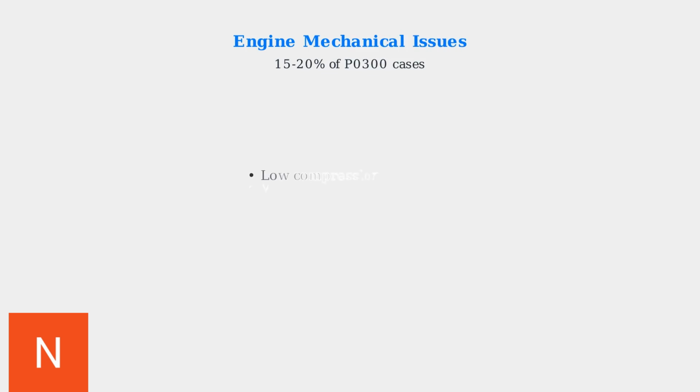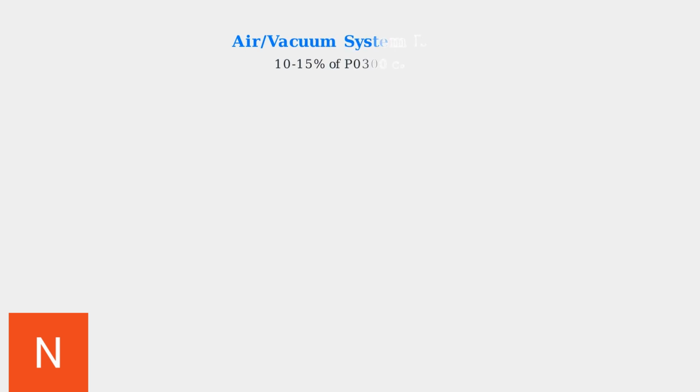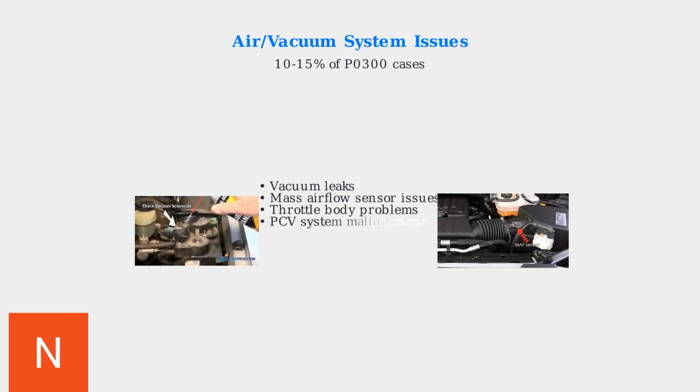Engine mechanical issues account for 15 to 20% of P0300 codes. These more serious problems include low compression, valve issues, head gasket failures, and timing chain or belt problems that affect engine timing. Air and vacuum system issues cause 10 to 15% of P0300 codes. These include vacuum leaks, mass airflow sensor problems like the one shown here, throttle body issues, and PCV system malfunctions that disrupt the air-fuel mixture.